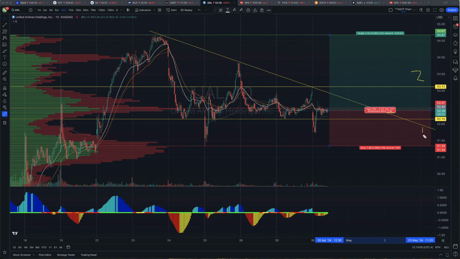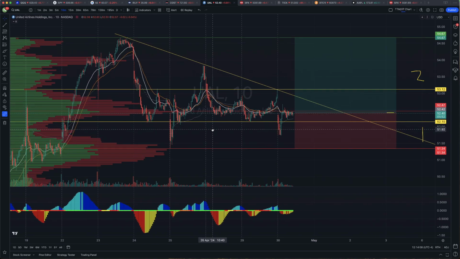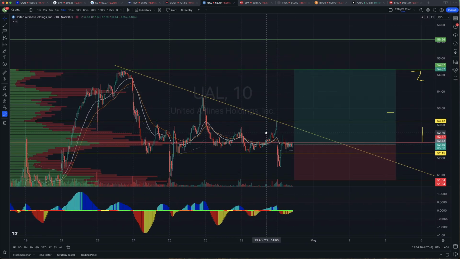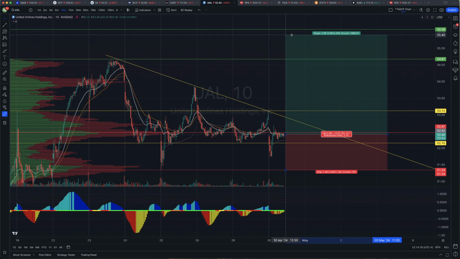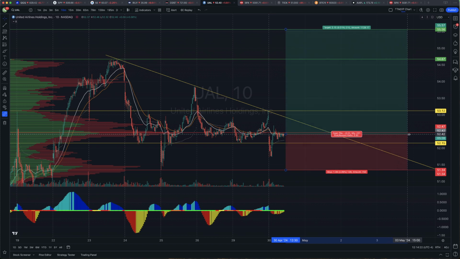I usually like to have a little bit better than that. I could tighten this up, but I think I need to give it some room to play in there. But the nice thing is, if we are leaving a piece on for targets up here at about 55.50, right, that's going to give us more of a 3-to-1 risk reward.